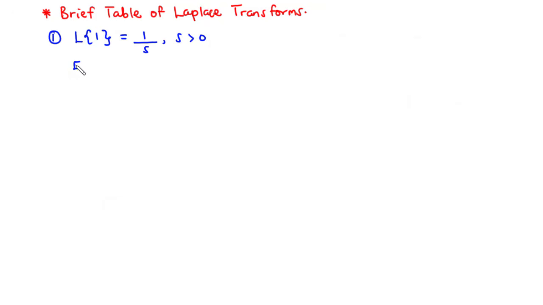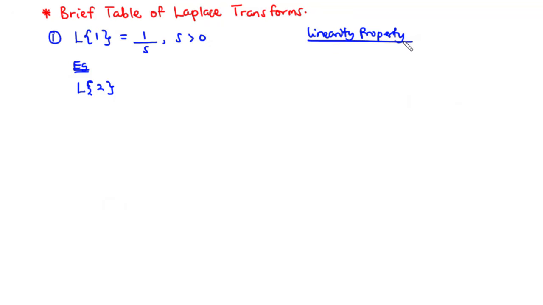So let's try to find the Laplace transform of, let's say, the function f of t equals 2. So how do we find the Laplace transform of this function? Now, before we can solve this problem, we need to know the property of Laplace transform, which we call the linearity property.